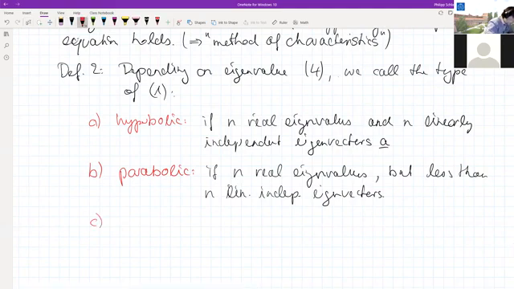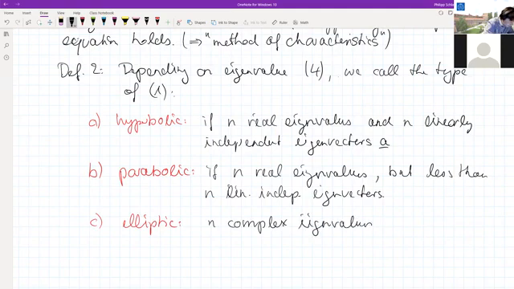And then we have the third one, and that is elliptic. An elliptic problem is then if we have n complex eigenvalues. And with complex, I mean non-real. I mean, we have a non-zero imaginary part. Then we talk about an elliptic problem.